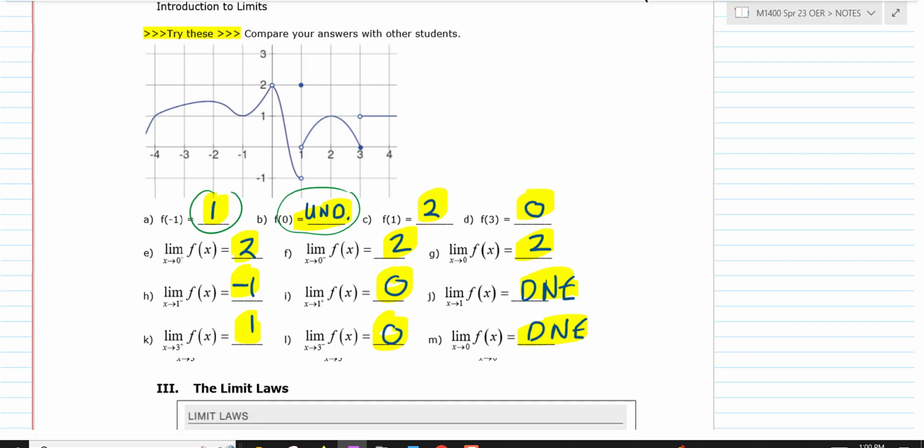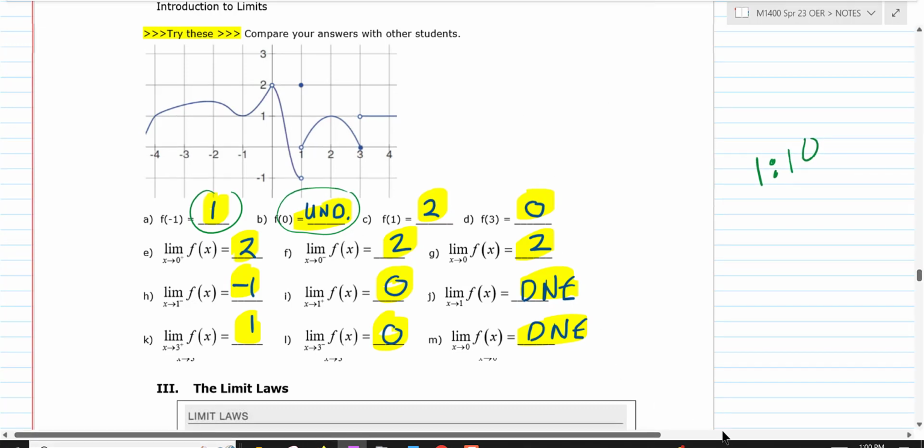Do we have questions or anything so far? Okay, we'll go ahead and take a 10-minute break. Just come back at 1:10, and then we'll go to the next part of this where we do limit laws. We're now going to be away from graphing and doing this a little bit more algebraically, okay?